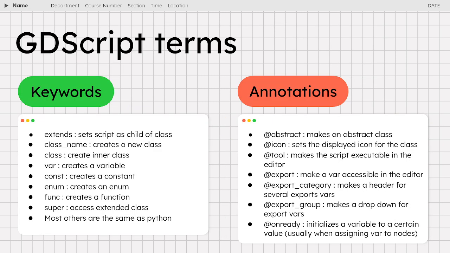So these are a lot of terms used in GDScript. This isn't all of them. A lot of them, like if, else, else if, for, while, look and work exactly like Python does. So extends, that just means every single script you'll ever write needs to have extends. Even if it just extends an object, it still needs to have it somewhere in it. Class name creates a new class that extends the class.